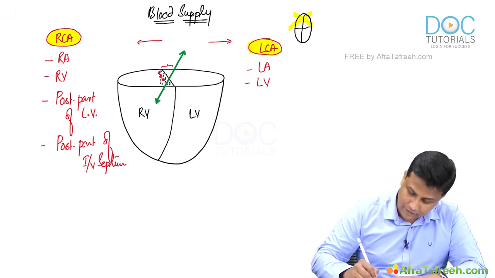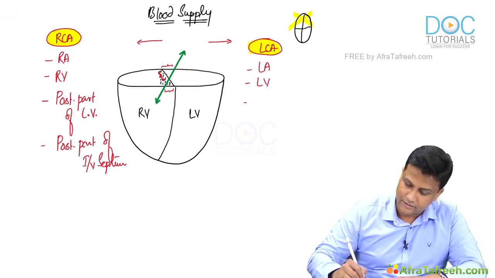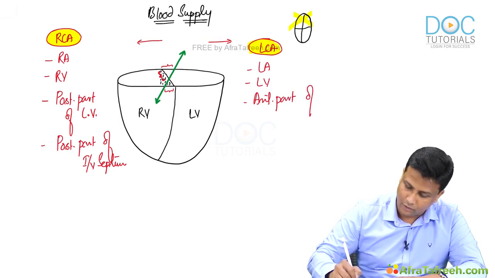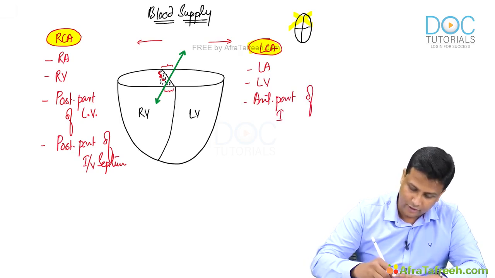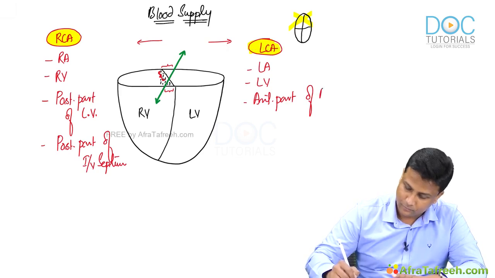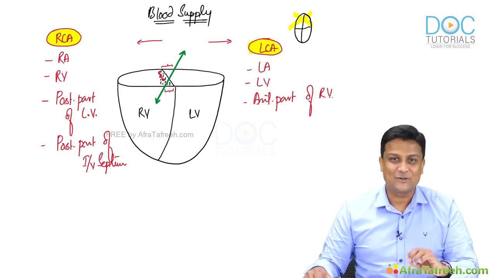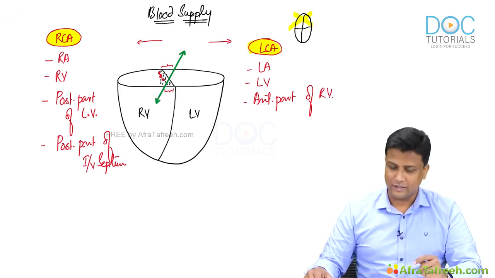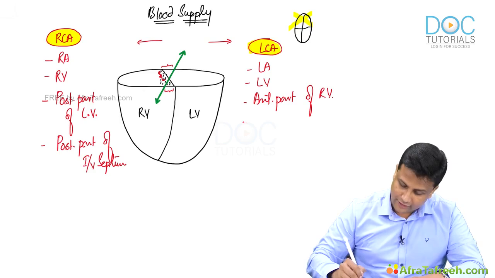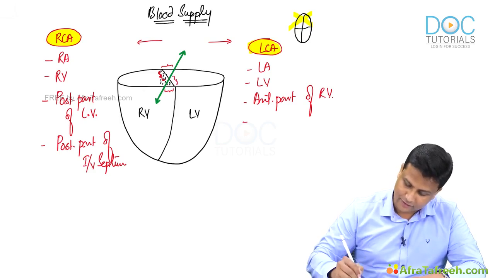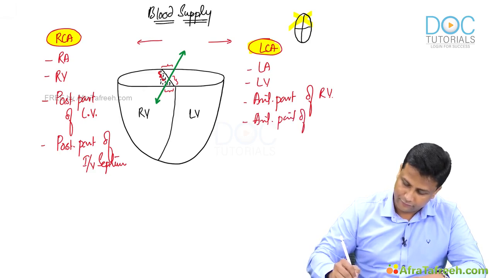It is also supplying this part here, which is nothing but the anterior part of the right ventricle. Oh my God, look at the confusion there. Being a left coronary artery, it is also supplying a part of the right ventricle. And not only that, it is also supplying this part here, sir, that is the anterior part of the interventricular septum.